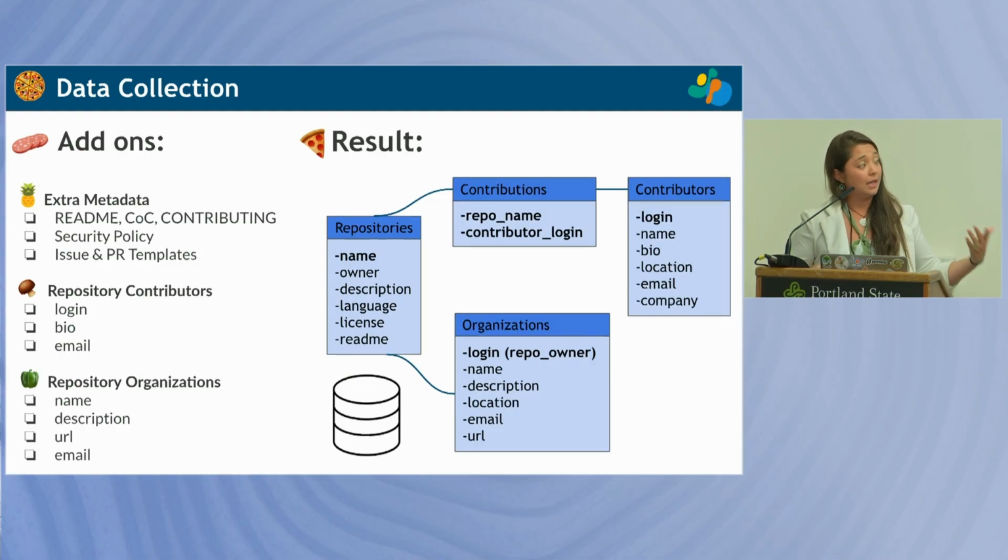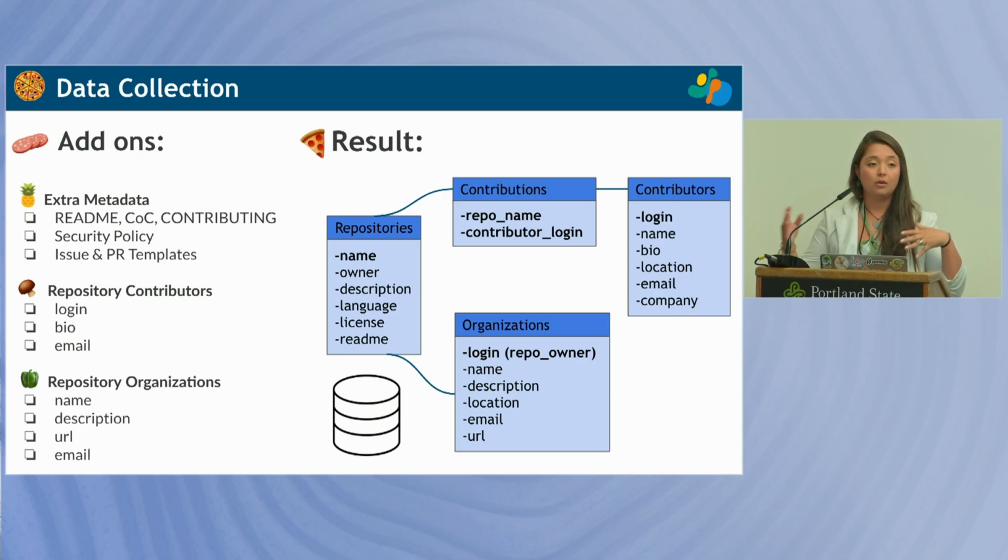I also added extra information that does not come by default with the search query from GitHub. So extra metadata like the README, the code of conduct, contributing files, security policies, and issue and PR templates. Mostly because I wanted to get some idea of the open source practices from these projects.